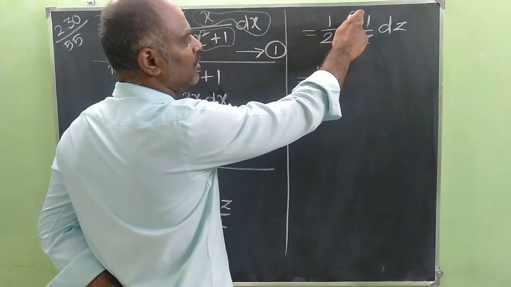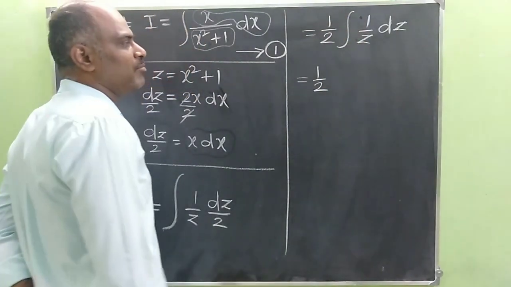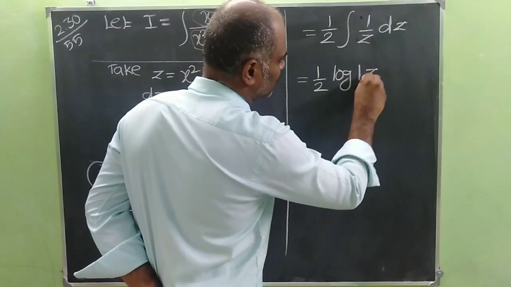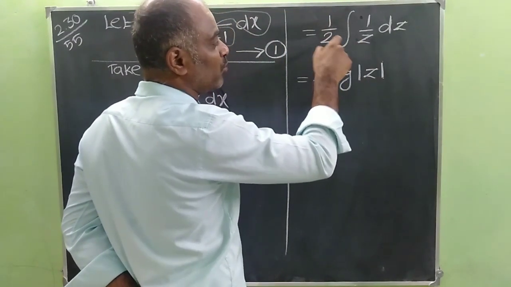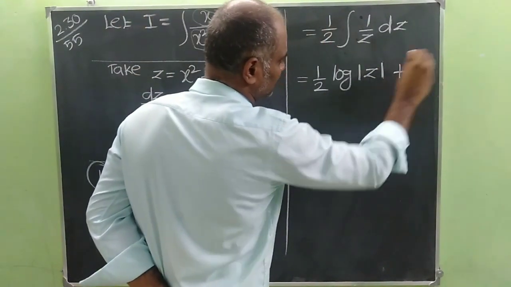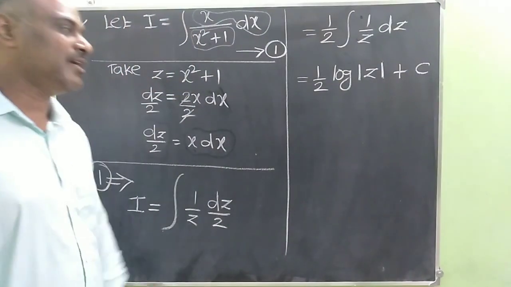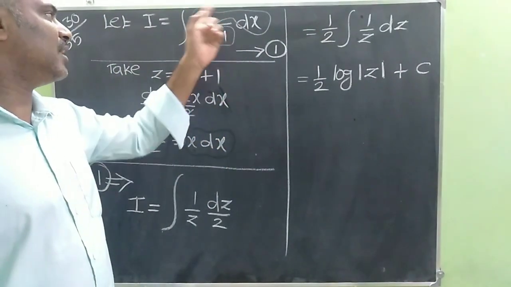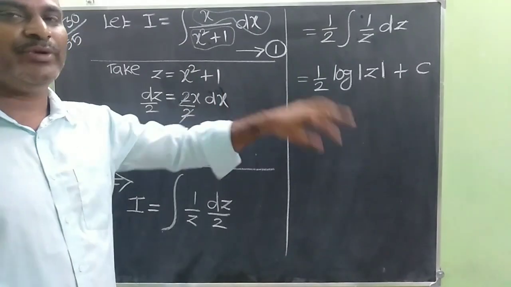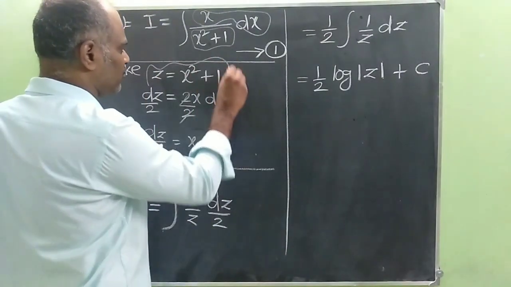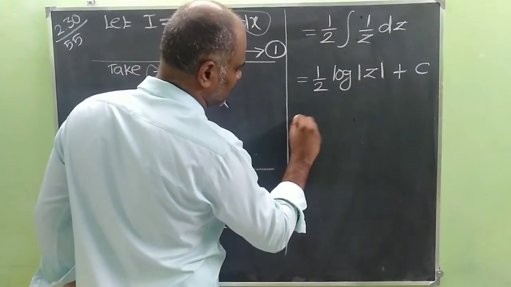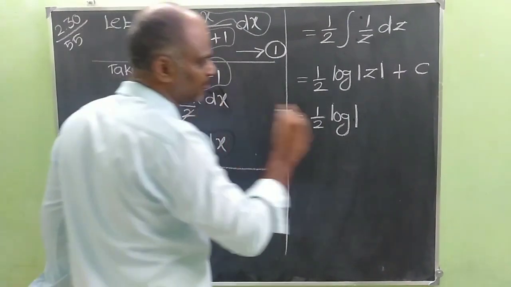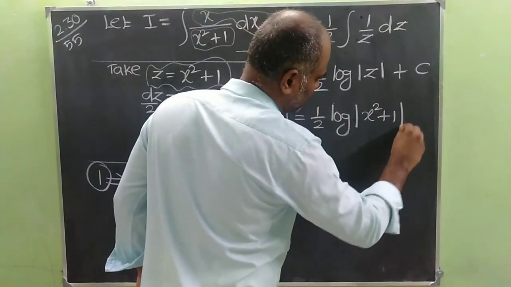This is f of z, this is f dash of z, so this is of the form f dash of z by f of z. Use the log formula, log of modulus of z. This one is indefinite, so add one constant c. The answer is in variable z, but the integration is in the original variable x, so change z into x again. Substitute z equal to x squared plus 1. That is equal to 1 by 2 log of modulus of x squared plus 1, plus c.